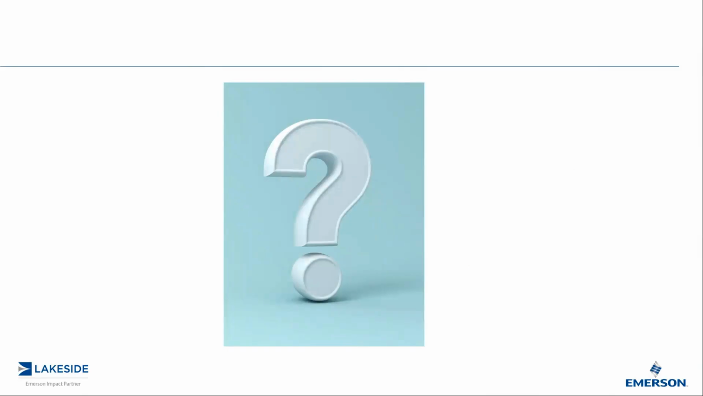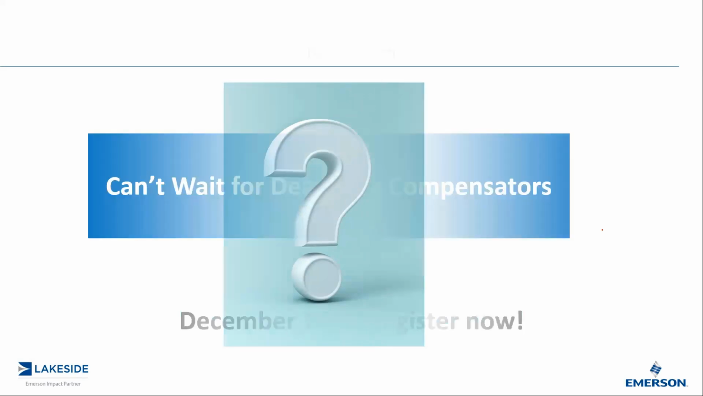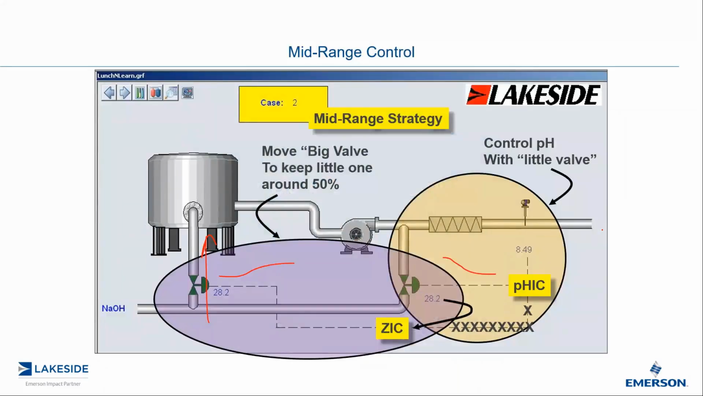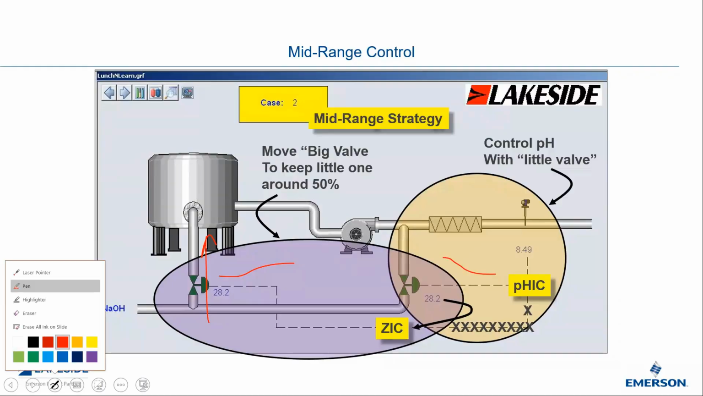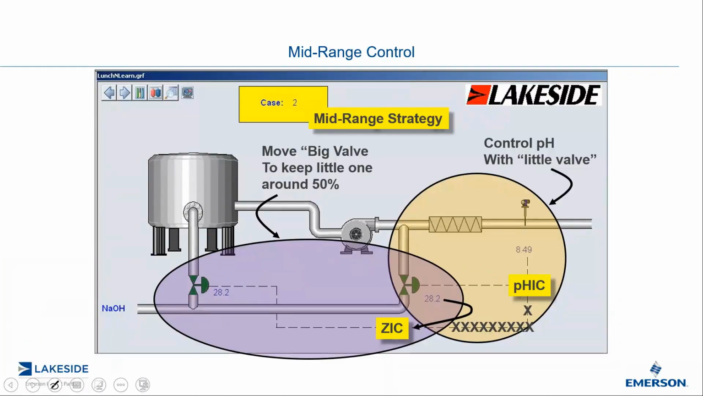Let me see here. So another question, can the big brother be an on-off valve? So let me step back to here. And the answer is, actually the answer is just like a lawyer answer. Yes, it depends. So this could be an on-off valve so long as it is a duty cycle valve. So big brother could be an on-off valve.